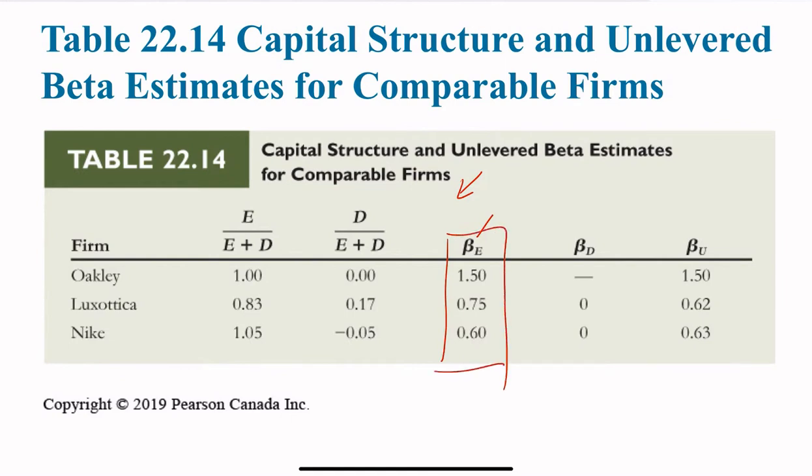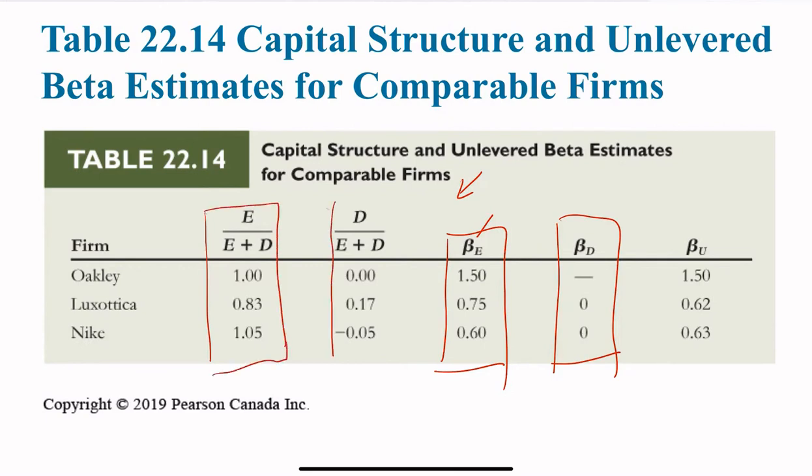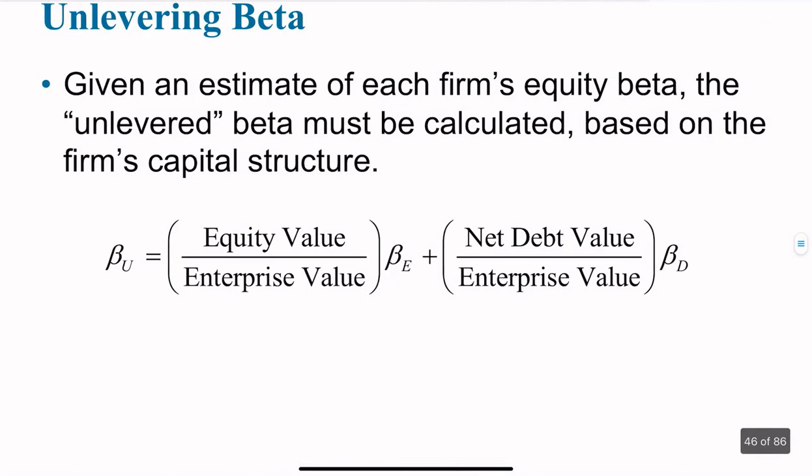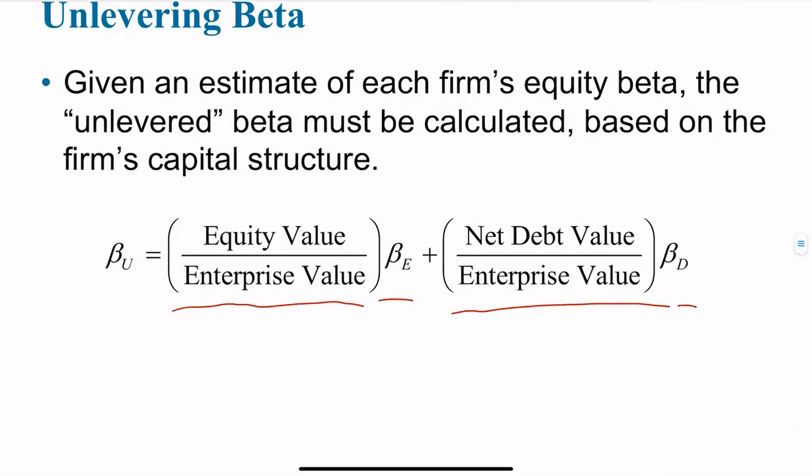And you assume they have a debt beta of 0. And you can also figure out their equity value ratio and debt value ratio. So clearly, after getting these numbers, you will be able to figure out these firms' unlevered beta, right? Because the formula for calculating unlevered beta is the equity value ratio times the beta of equity plus the debt value ratio times the debt beta.